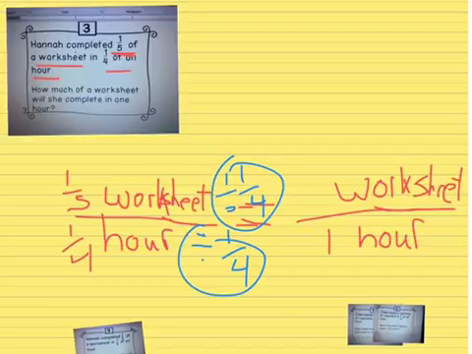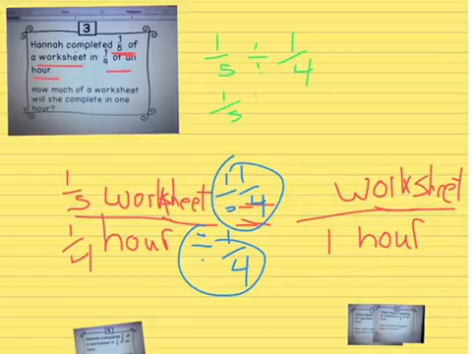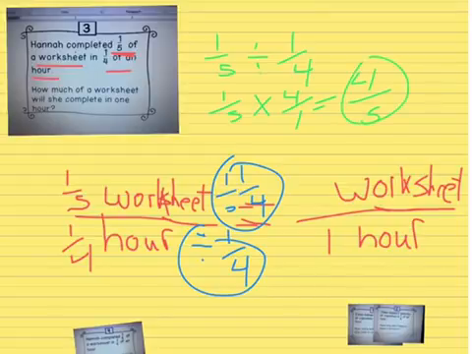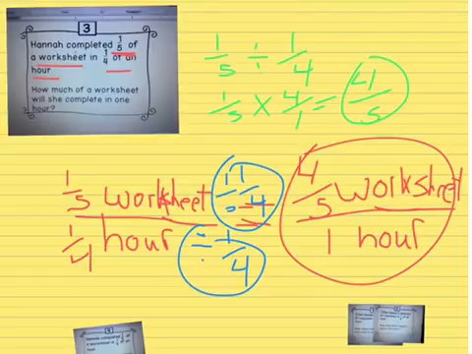So 1/5 divided by 1/4 will end up giving us our answer here. So I'm going to do that work on the top here. So 1/5 divided by 1/4. Well, that is keep, change, and flip. So our answer is 1 times 4 is 4, 5 times 1 is 5, and that would be 4/5. So that would go right here. So Hannah would complete 4/5 of her worksheet in 1 hour. And that is our answer to the problem.